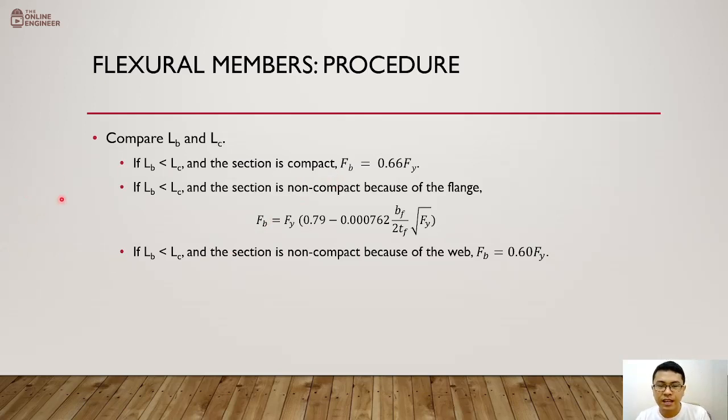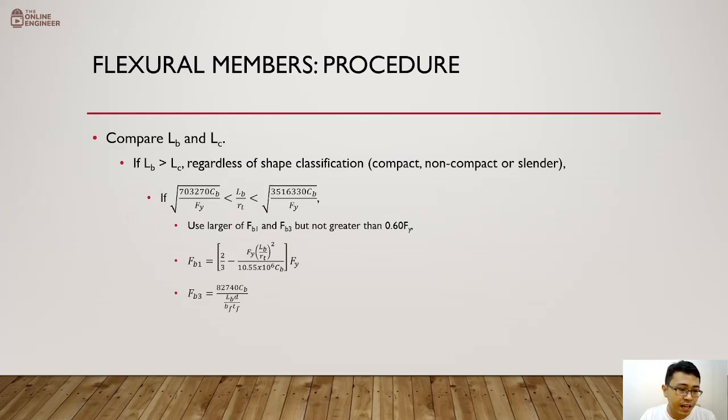Now, what about if LB is greater than LC? This is what we consider in our next slide. Here on our next slide, we have LB greater than LC. If this happens, regardless of shape classification, whether we have compact, non-compact, or slender, this is our procedure. So take note of this procedure. We're going to compute for this limit, and of course the middle value, which is LB over RT. LB is the unbraced length.